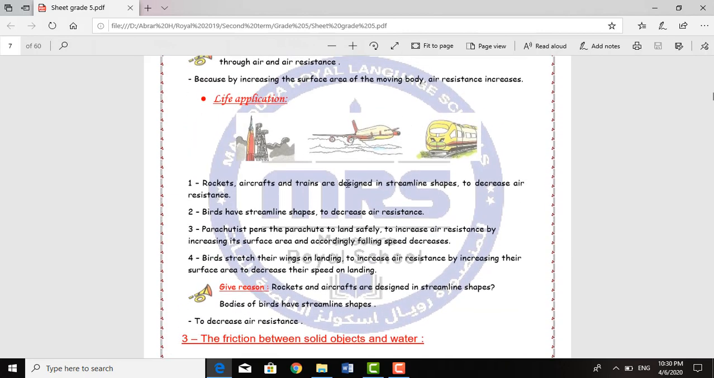The live application on this factor is that rockets, aircraft, and trains are designed in streamlined shapes to decrease air resistance. Also, birds have streamlined shapes to decrease air resistance. Why do they need to decrease air resistance? Air resistance is a type of friction. It causes the object to slow down or stop. So, to make rockets, aircraft, and trains move, we have to decrease the air resistance to be able to move.